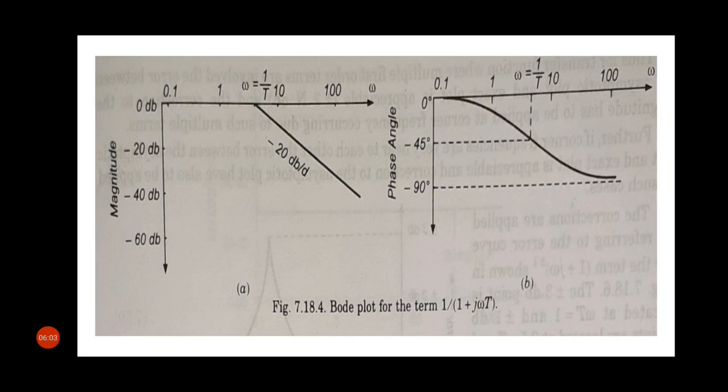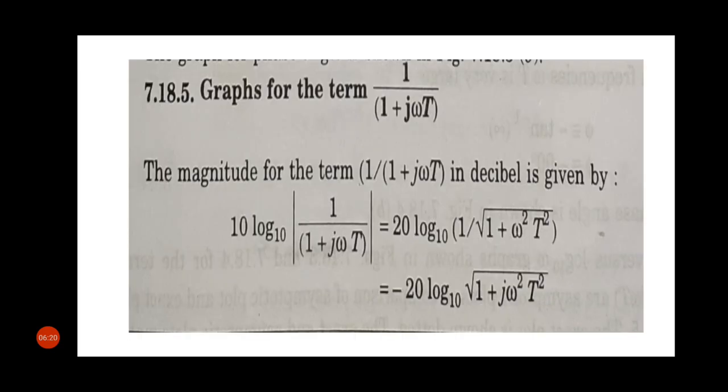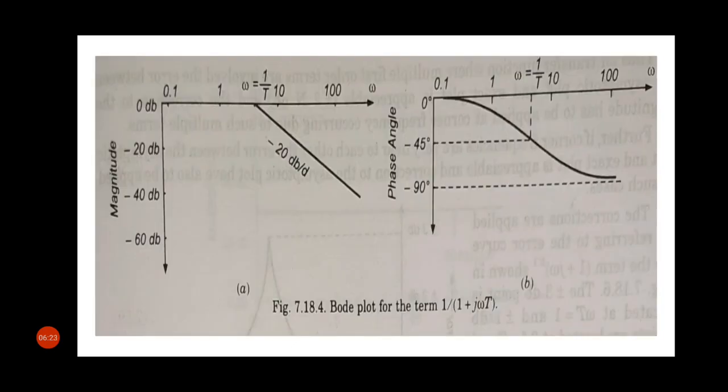So see the magnitude versus log 10 omega graph shown in this figure 7.18.3 and in 7.18.4. The magnitude versus log 10 omega graphs are shown in these two figures for normal pole and for normal zero. For the term 1 plus j omega t, this is normal zero, and for the term 1 by 1 plus j omega t, this is normal pole, and these are asymptotic plots.